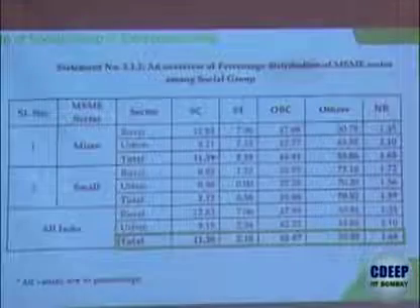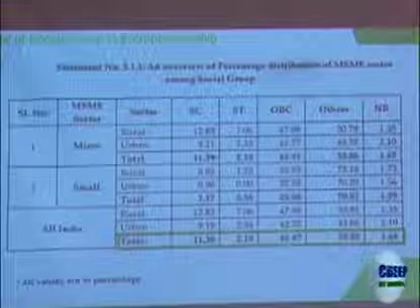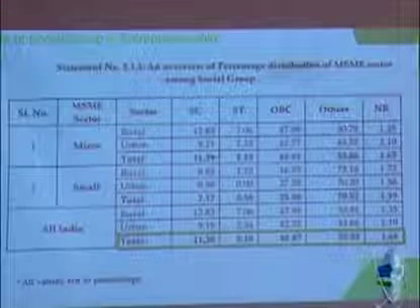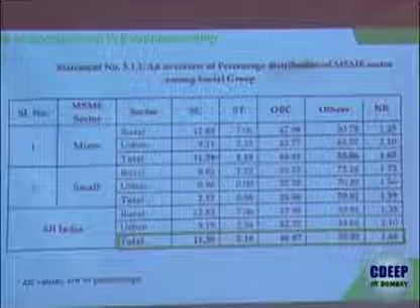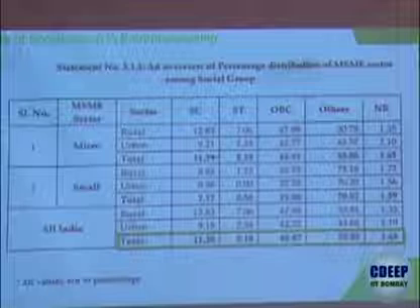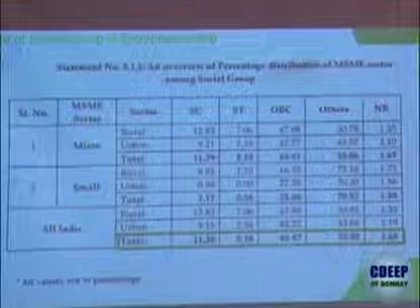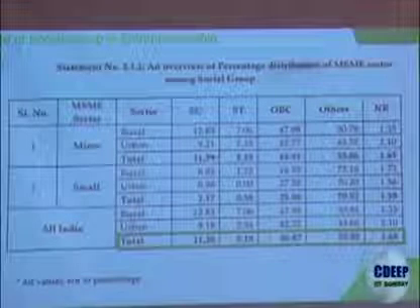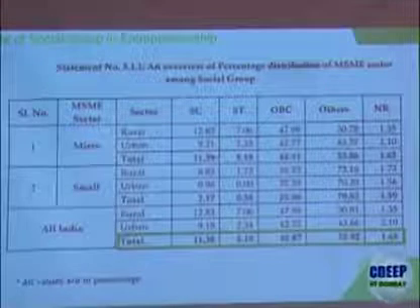Now, this is the data that we have got from the census. In the MSME sector, the social groups such as SC, ST and OBC, all over India, you can see they own 45.87% of the total entrepreneurs that OBC own, and SC and ST own up to 11% and 5%. So this shows that as a social group, they have excelled.